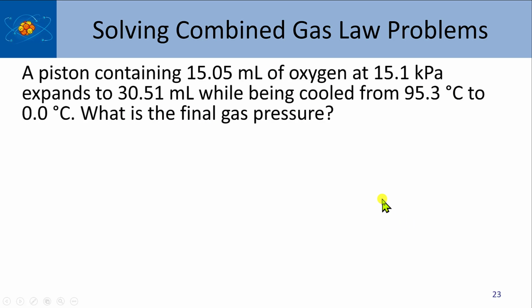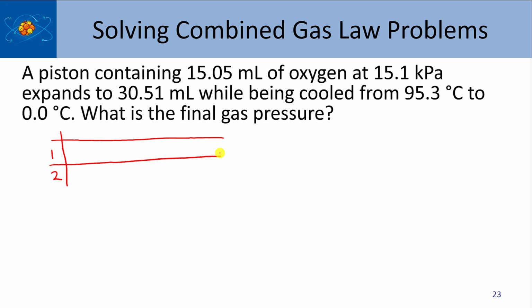So here's our first problem, and this is how I'm going to tell you to set these problems up. We're going to make a table again. If you remember, I have 1 and 2 on the left-hand side. I'm going to read through the problem: a piston containing 50 milliliters of oxygen at 15.1 kilopascals expands to 30.51 milliliters while being cooled from 95.3 degrees Celsius to 0 degrees Celsius. What is the final gas pressure?